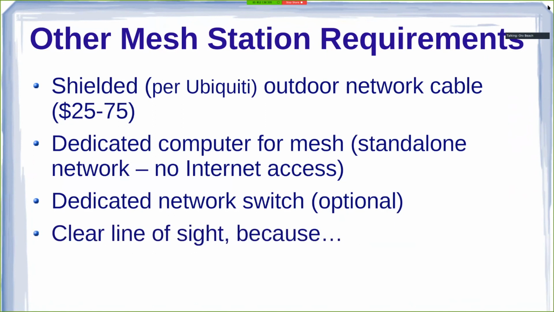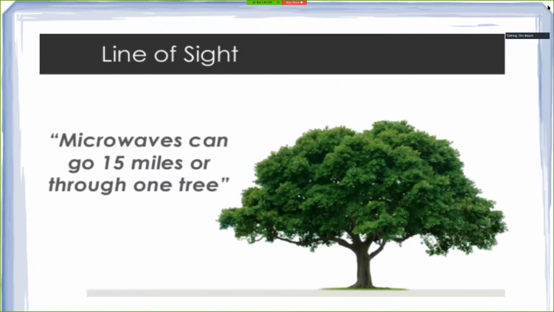And very, very important, I mentioned this before, you need a clear line of sight because microwaves and trees don't do well. If you don't pretty much have a clear shot to the far end, you'll have to jump through hoops or find somebody halfway in between to relay for you.